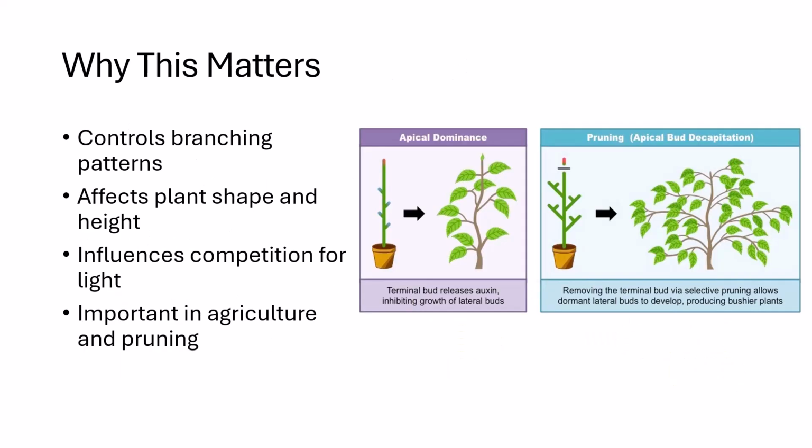Apical dominance has big consequences for plant form and survival. It affects how tall a plant grows, how much it branches, and how it competes for light. It's also something growers use all the time. When you prune a plant, you're often deliberately breaking apical dominance to encourage branching. So this isn't just a lab concept. It's a real practical part of plant growth and management.